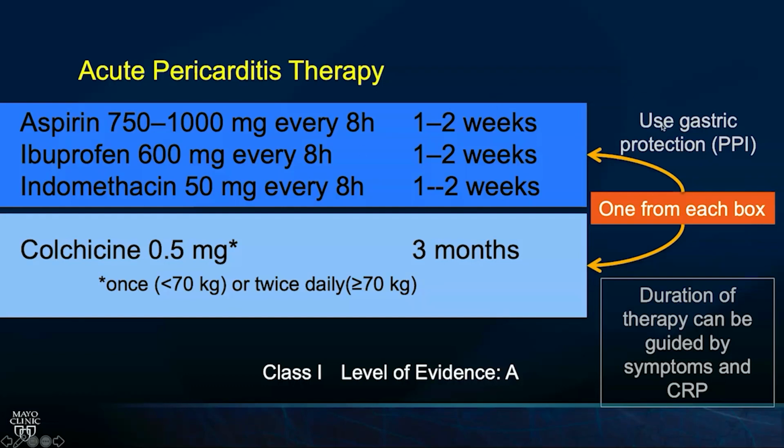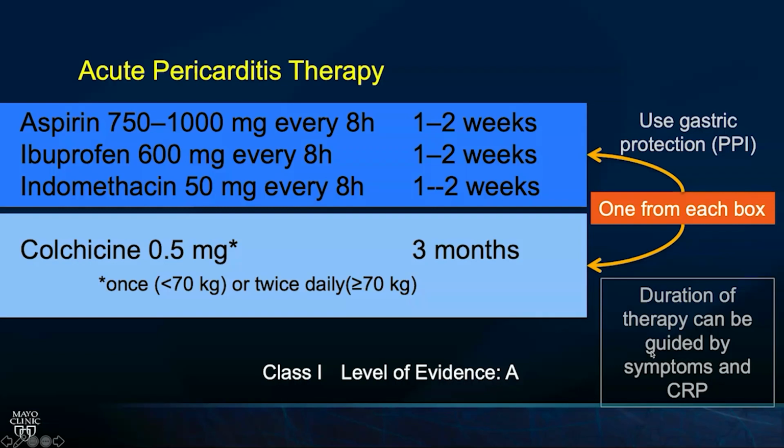You probably want to use gastric protection because we're going to put them on at least 2 weeks of therapy, because you're going to want to taper that nonsteroidal after the first week to 10 days and not just stop cold turkey. And then the colchicine, again, this is the European recommendation. They have a 0.5 dose. We have the 0.6 dose. They dose it based on body weight, but you want to have them on colchicine for 3 months.